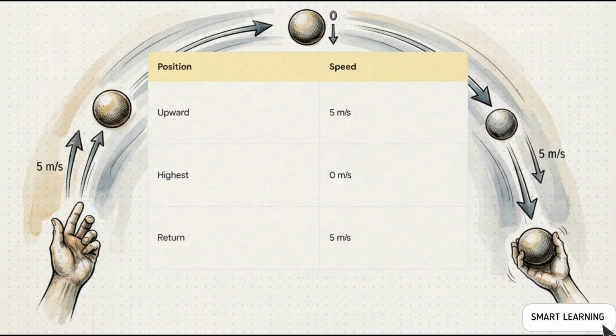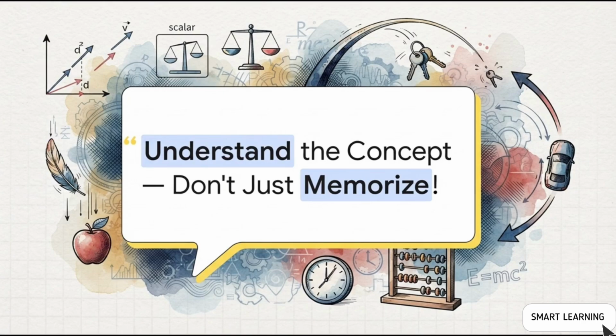Then, as it falls back down, gravity accelerates it exactly as much as it decelerated it on the way up. So it crosses that starting line at exactly 5 meters per second downward. Initial speed equals final speed. Question 9 complete. Understand the concept. Don't just memorize. That is the golden rule of physics, folks.